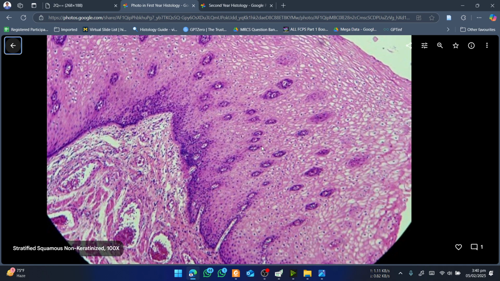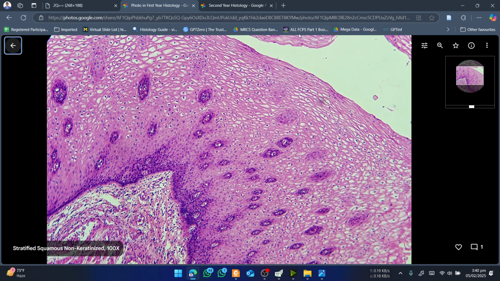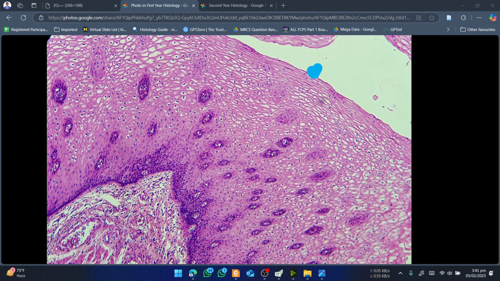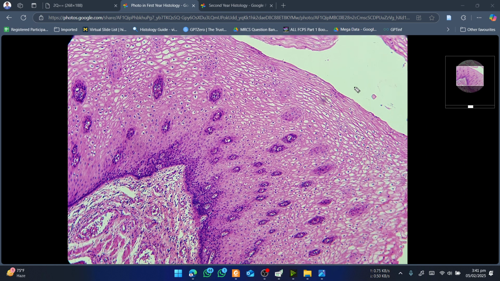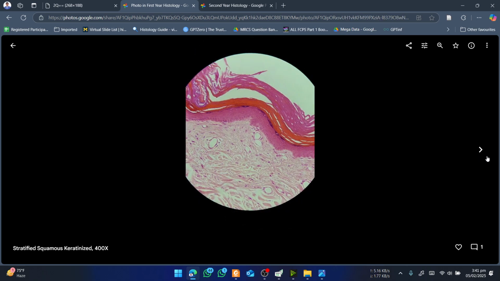This is stratified squamous epithelium. You can see the topmost layer, the cells are very flat. So these are the topmost cells. These are the flat cells. So these are the stratified squamous cells. And you can see them here, and you can see them in the next pictures. This is stratified squamous epithelium.